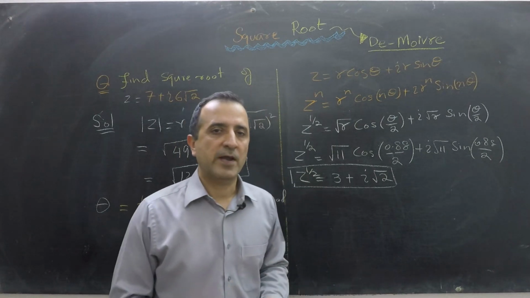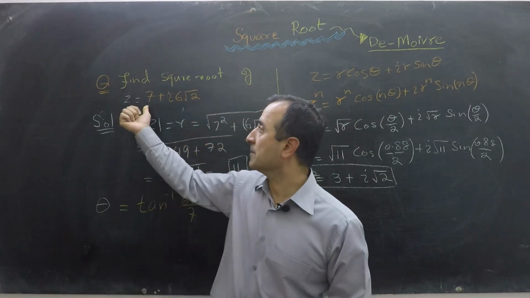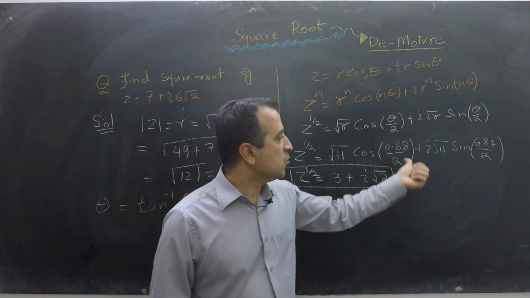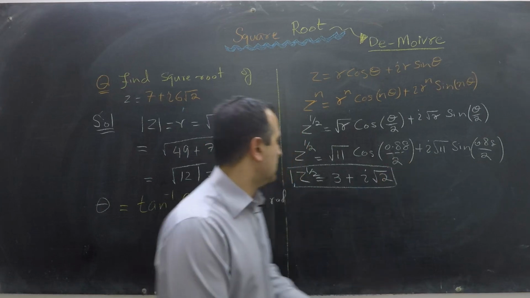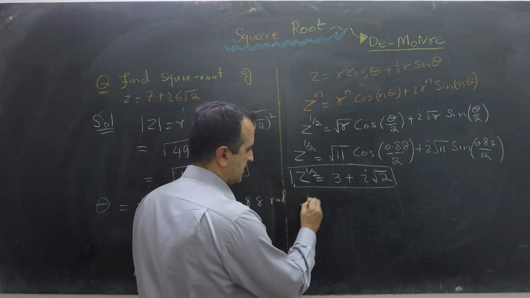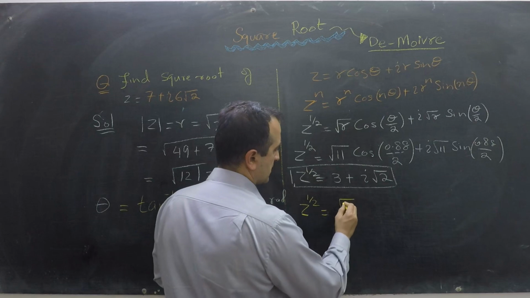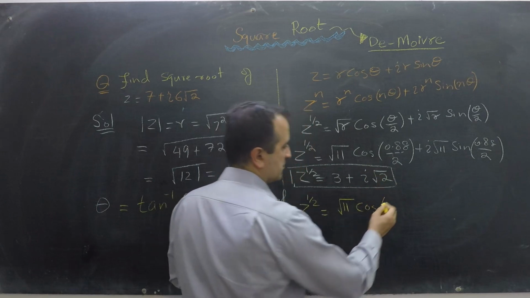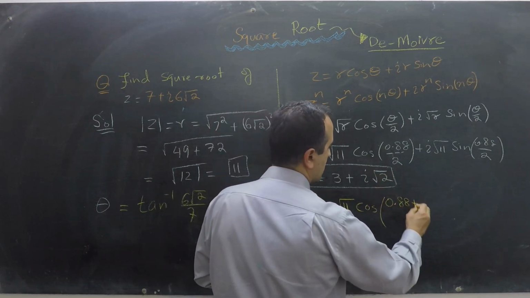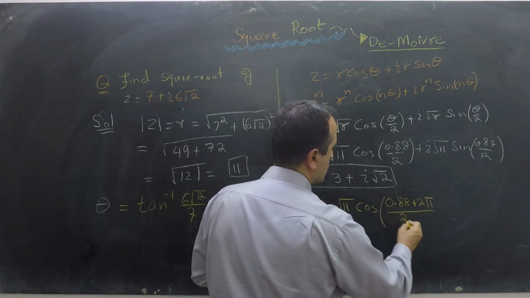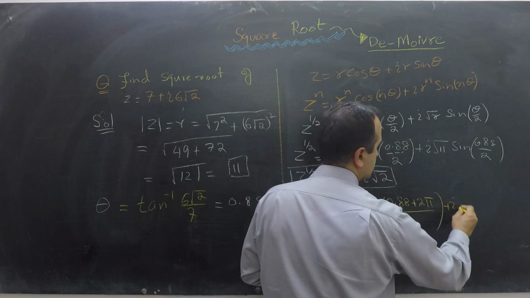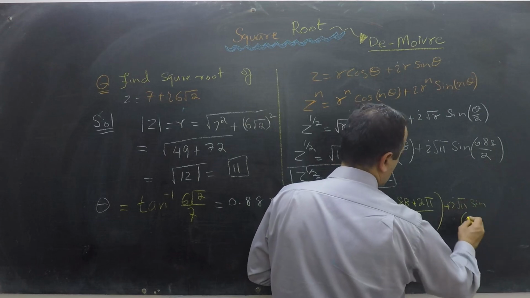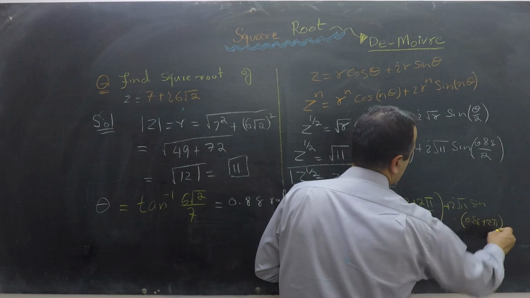I'm able to find one square root of my complex number, but there is another square root of this complex number that I can find by adding 2 pi to my theta. So the second square root, square root of z, will be equal to square root of 11 cos, and in the angle I add 2 pi, so it will be 0.88 plus 2 pi over 2, plus iota square root of 11 sine. Similarly, in the sine also I will add 0.88 plus 2 pi over 2.